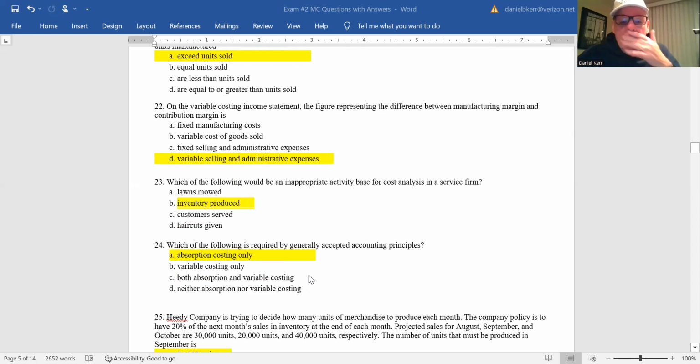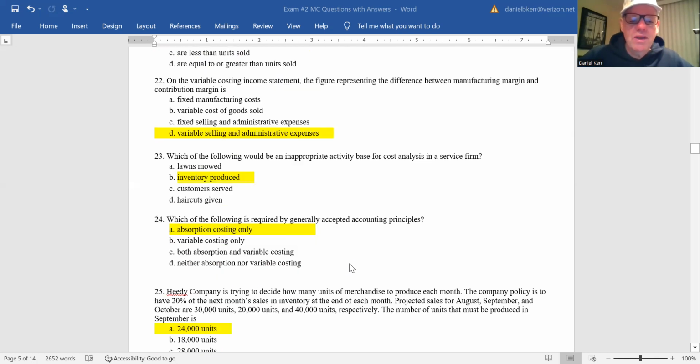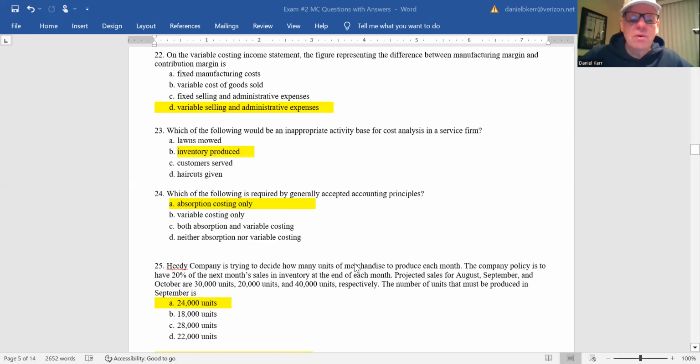24, which of the following is required by generally accepted accounting principles? Well, generally accepted accounting principles, as far as the inventory, requires us to use absorption costing. So if we have fixed costs, the fixed costs have to be included in the cost of the inventory. So absorption costing.